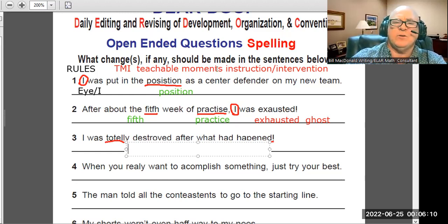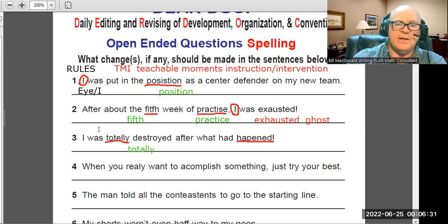Totally, and I've got to switch to green if I'm following my pattern of going from red, wrong, to green, good. Totally. All right. And if I come off and look at it, does it look like it's resting on my line? It looks like it's a little bit too low. So I'm going to select it, move it up just a hair so that my kids can see, oh, that's what totally looks like. When it's on the line, the Y will be slightly below the line.